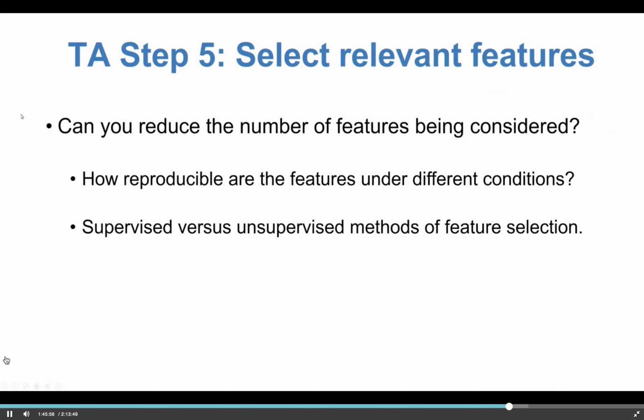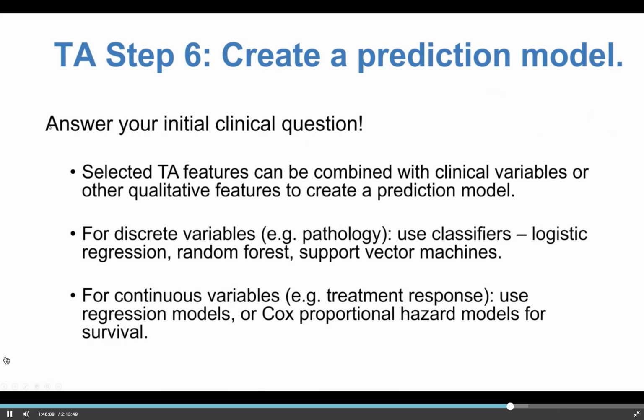Supervised methods are when you directly test each feature against the outcome, for example, benign versus malignant liver tumor. You test each feature individually, select the best performing features, like maybe the top 5, and move them on to the prediction model, which is the last step. This is where you're trying to answer the initial clinical question, whether it's predicting pathology, treatment response, or survival.